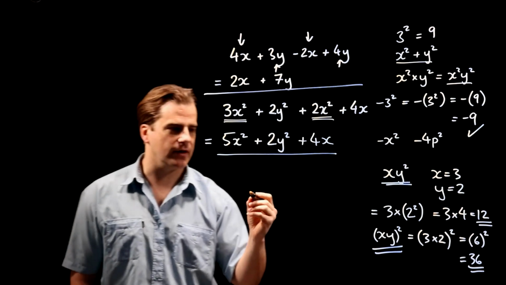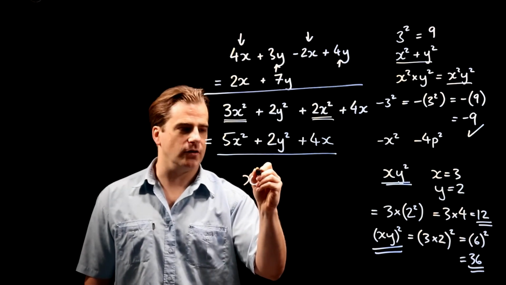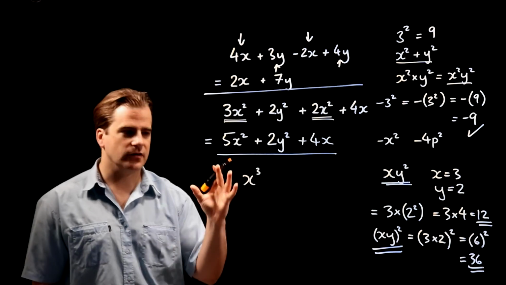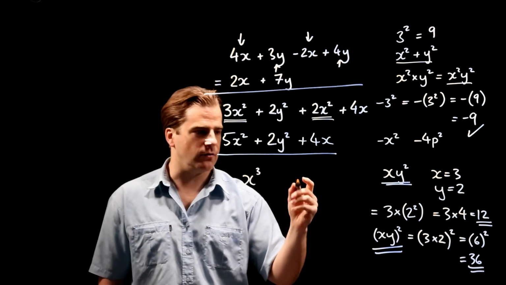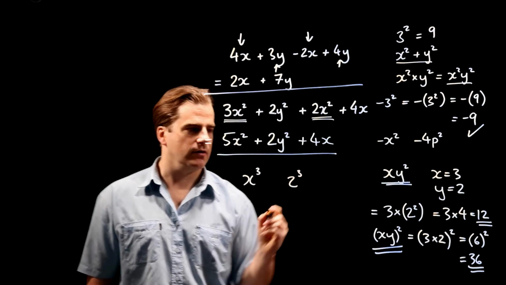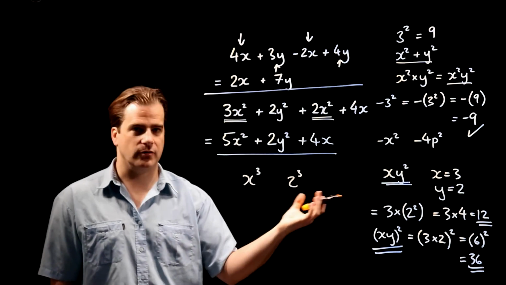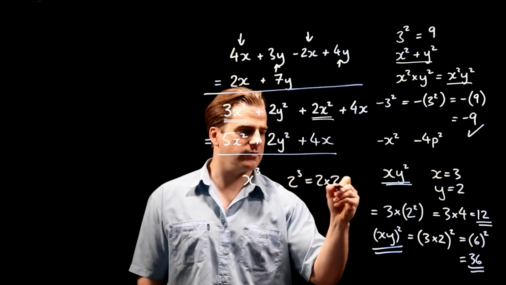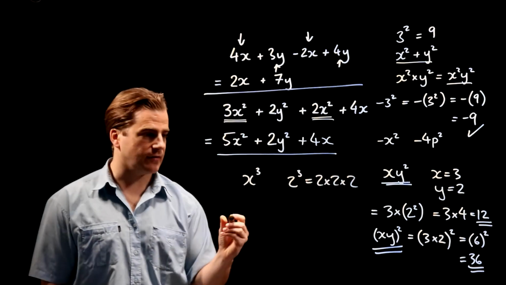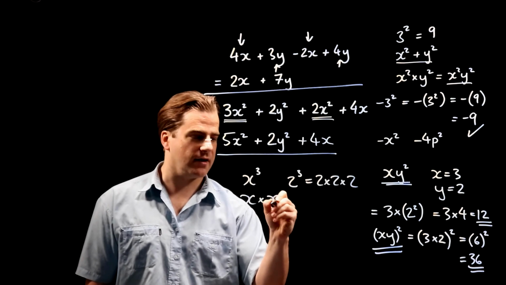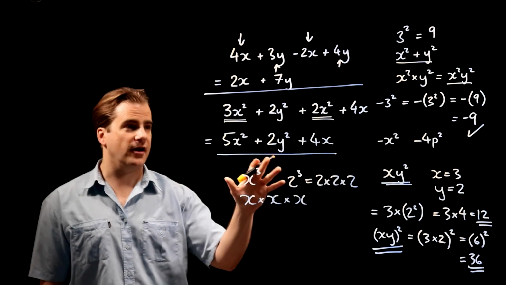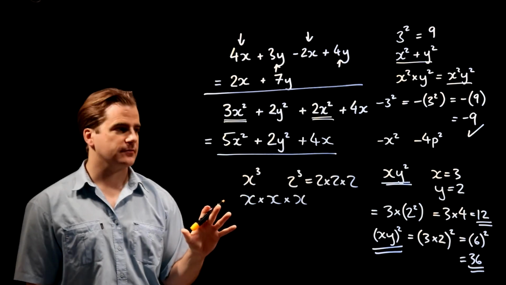If you're handed something like x cubed, and you're not sure what that is, just imagine it as a number. Imagine x is 2. 2 cubed, okay, I'm used to that. It's 2 times 2 times 2. So 2 cubed is 2 times 2 times 2. Therefore, x cubed is just x times x times x. These variables, they're just numbers.